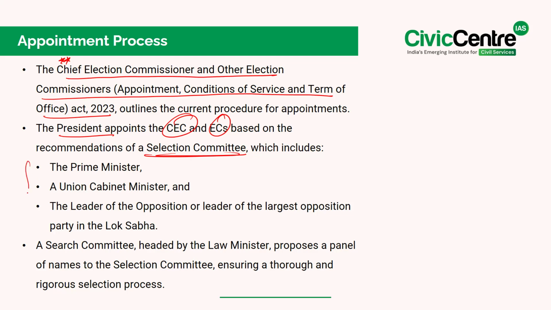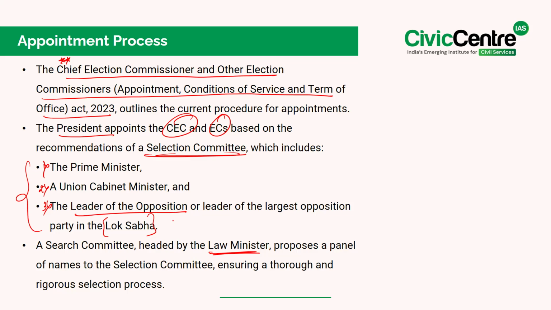Additionally, the selection committee consists of three key members, namely the Prime Minister, a Union Cabinet Minister, and also the leader of opposition or the leader of the largest opposition party in the Lok Sabha. By including the opposition in the committee, the selection process aims to ensure neutrality and also prevent political bias.